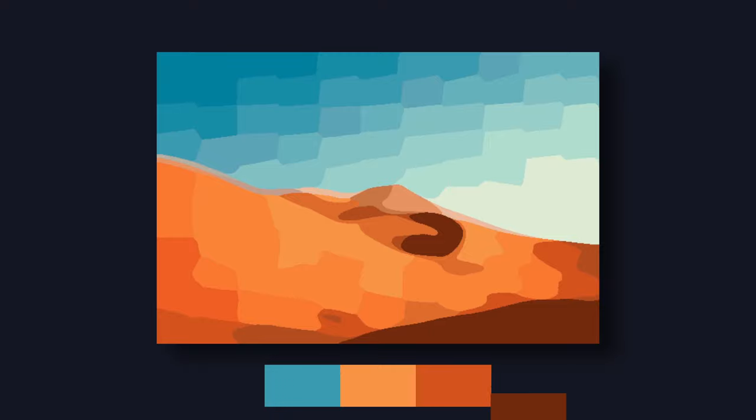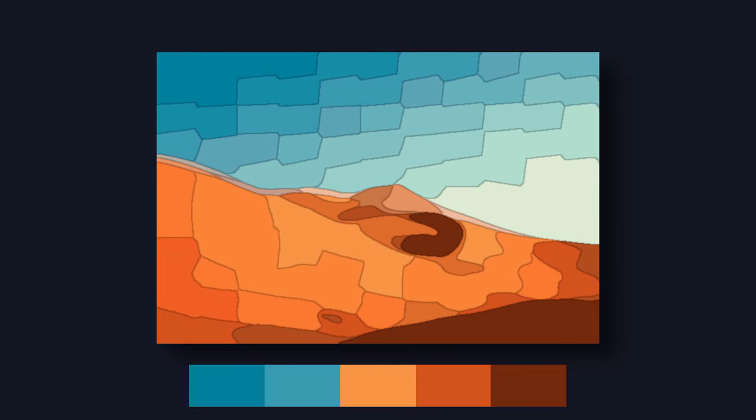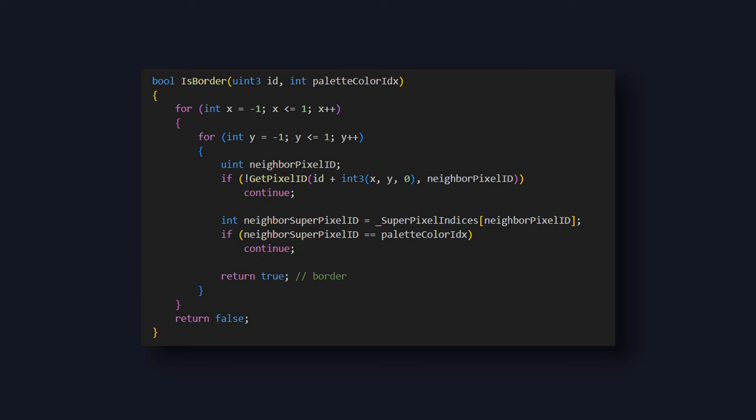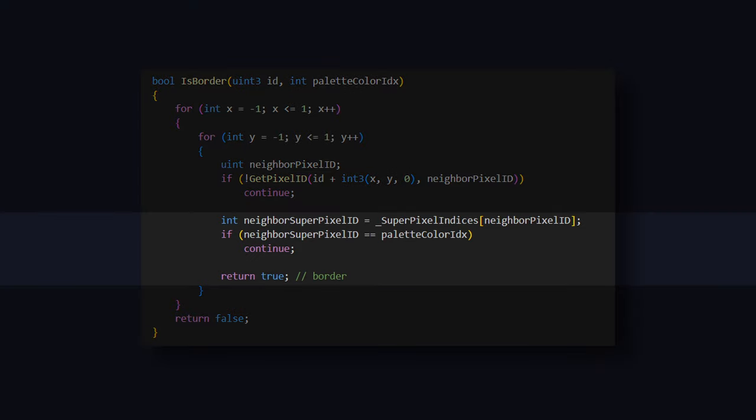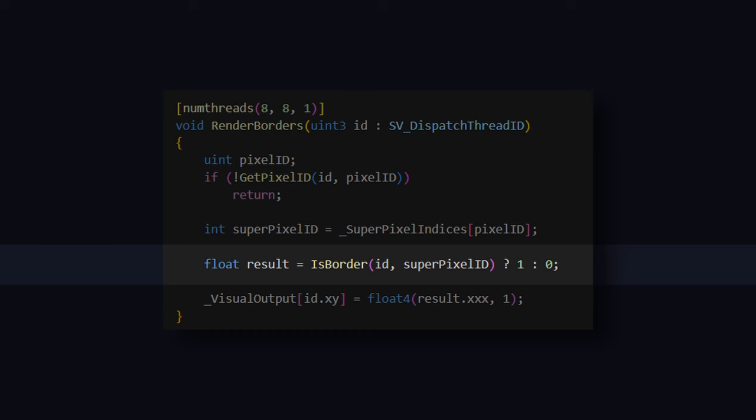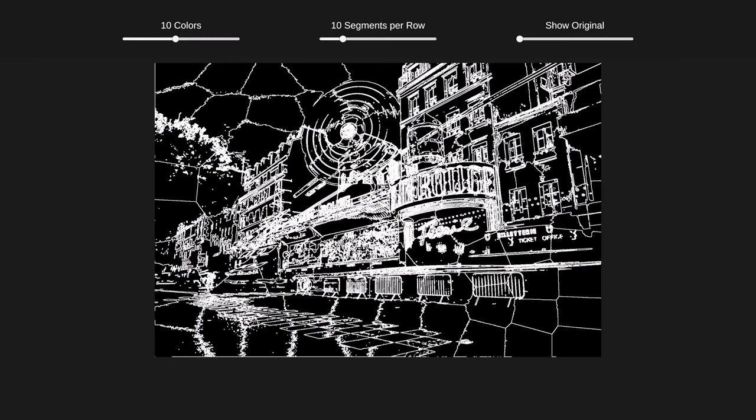Okay, so we have a color palette, and we have the image broken into segments. We now need to bring this all together and create our paint by numbers canvas. We'll need to draw borders around the segments so we know where to paint, so let's start with that. Since we have each pixel assigned to a superpixel, I think we can detect borders as being any place where a neighboring pixel is assigned to a different superpixel. If we create another compute pass with this logic, outputting white for borders, we end up with the following, and it seems to work. But there is a problem.